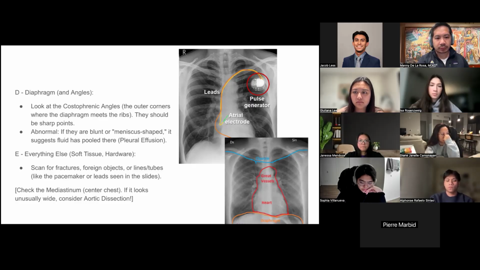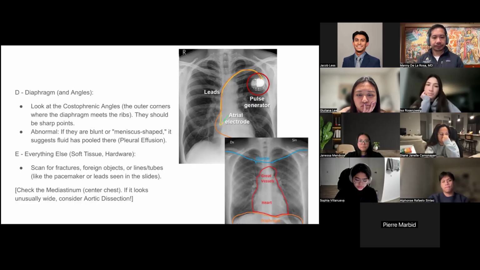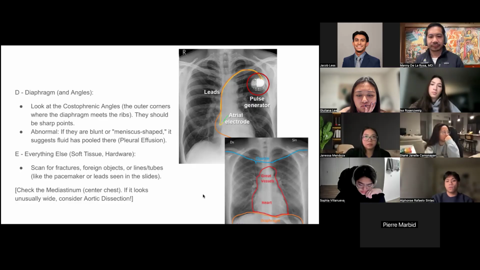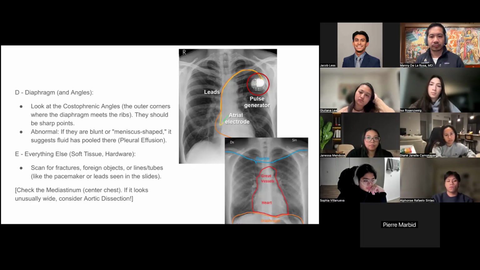If they are blunt or meniscus shaped, it suggests maybe blood or fluid has pooled there. And then everything else, Kuyamani mentioned, like lines and tubes. The example we put here is a pacemaker. So you can see the pacemaker on the left side of the heart. You can see the wiring going into the different leads. We'll skip that for a later talk, but this one has two leads going into two different areas of the heart. And then again, we looked at the great vessels, clavicle, so anything else that jumps out at you.